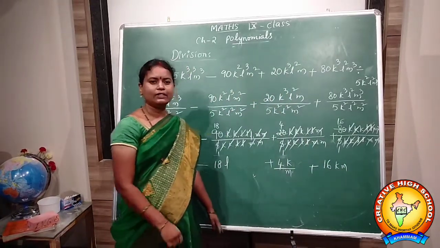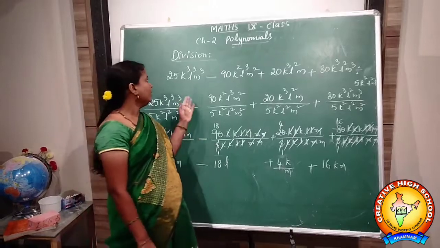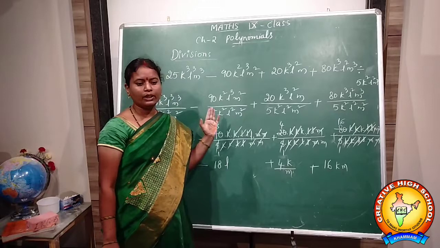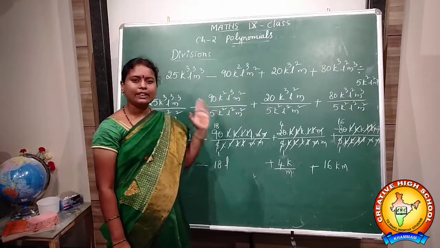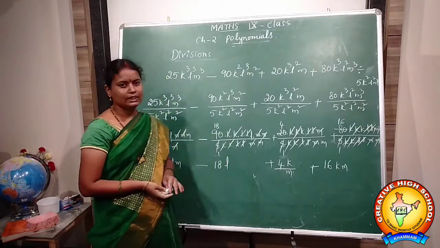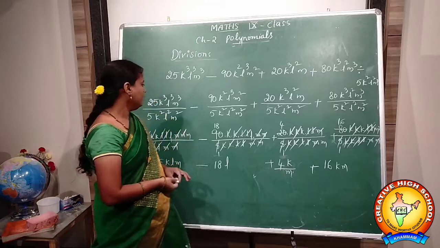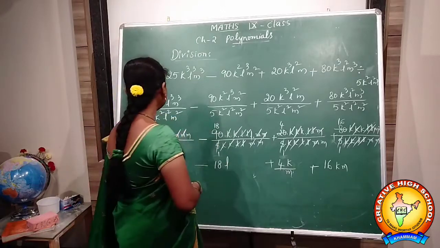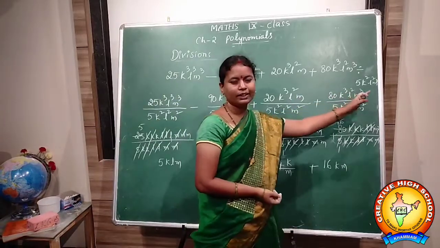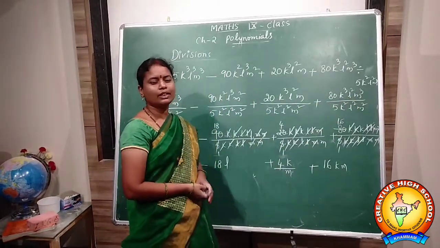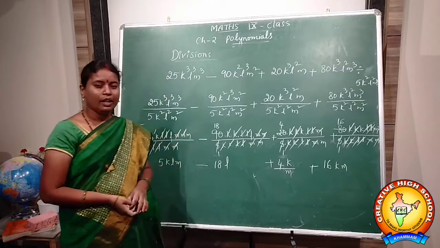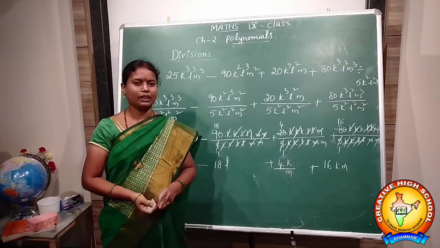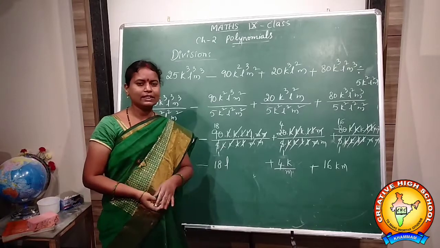So like this we have to divide with a monomial. Okay. I hope you understand this class. In the next class we will discuss how to divide with a binomial. Here we just took the monomial. It is very easy to do the division with a monomial, but how to divide a polynomial with a binomial or trinomial, in the next classes we will discuss.